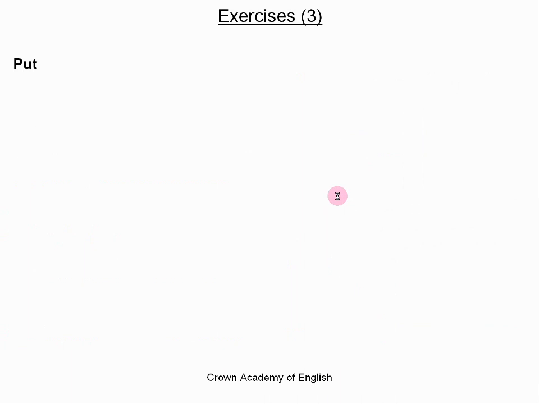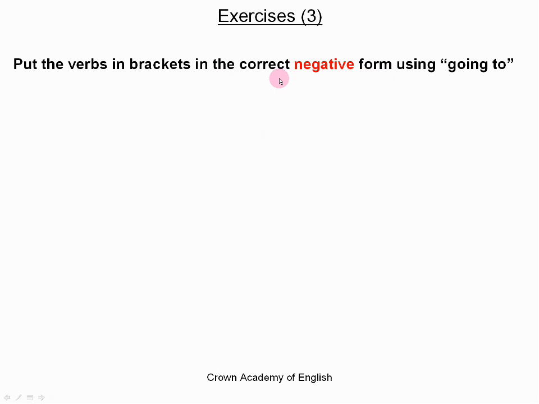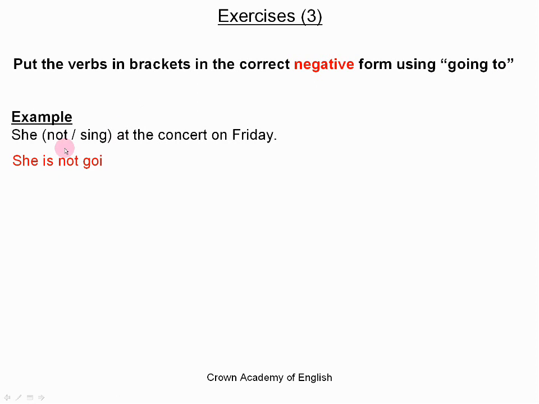And the third exercise, the same exercise, but this time I want you to put the verb in brackets in the negative. The negative. Example. So for this one, I want you to put the verb sing. I want you to put it in the negative using the verb going to. So the answer for this one would be, she is not going to sing at the concert on Friday.